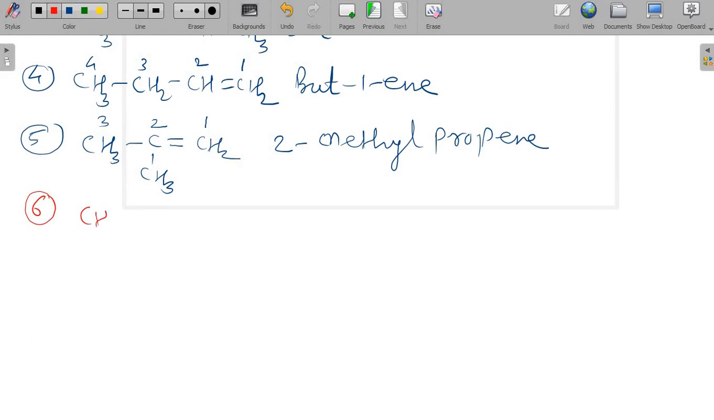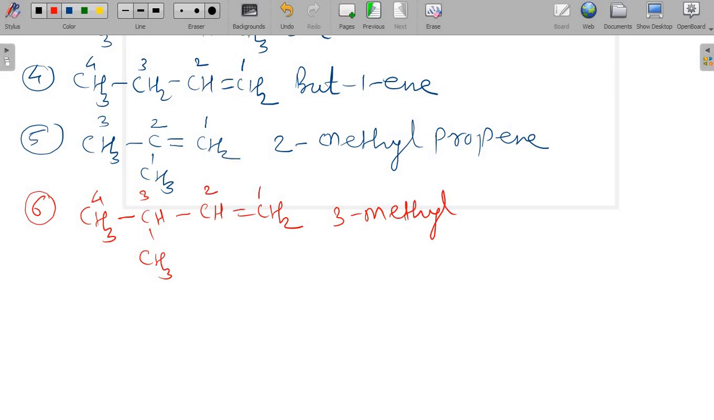So suppose here this is CH3, CH, CH3, CH double bond, CH2. By giving the priority to the double bond, this is number 1, 2, 3 and 4. What is the position of the methyl group? Third position. It is methyl. What is the position of the double bond? It is at the 1 position, and the total number of carbon atoms is 4. Therefore 3-methylbut-1-ene.